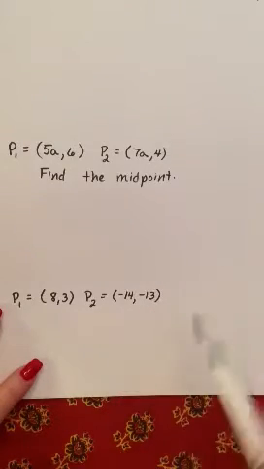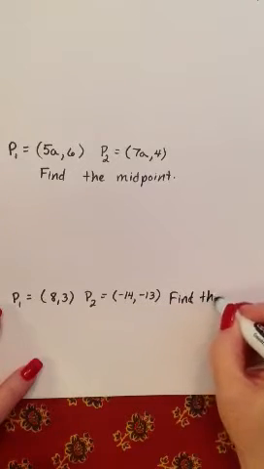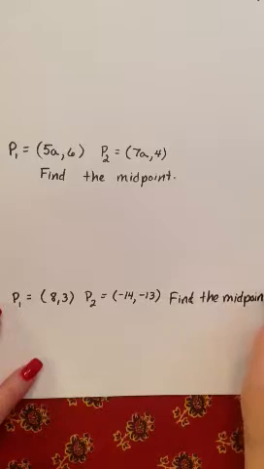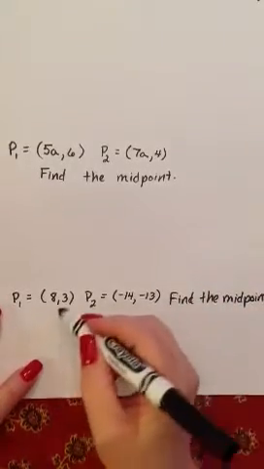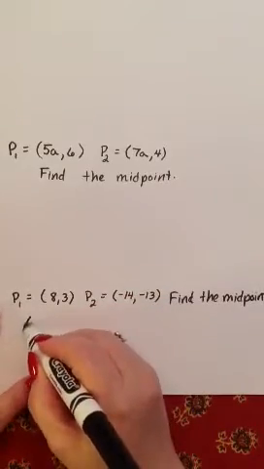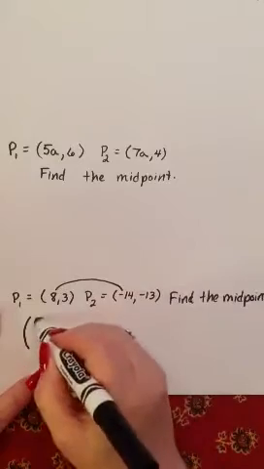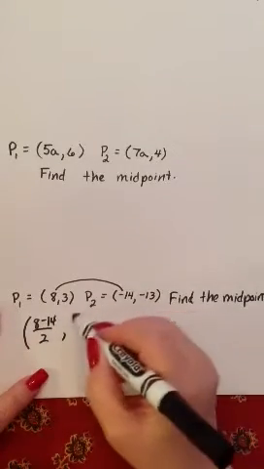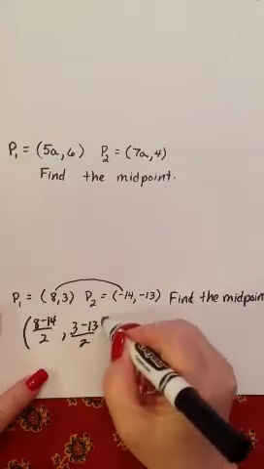They asked me to find the midpoint, so suppose that's what they say. Find the midpoint. Remember, midpoint is like an average. So all you do is you add the x's, divide by 2, add the y's, divide by 2. So I'm going to add the x's, add this and this, so (8 - 14)/2, comma, (3 - 13)/2.